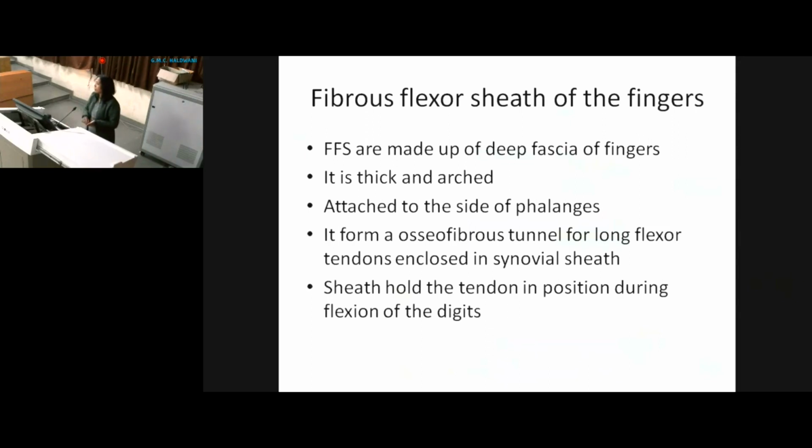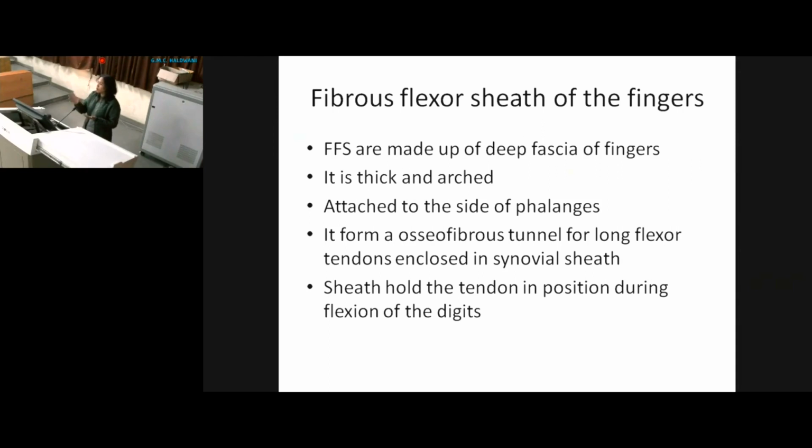Then the fibrous flexor sheath of the finger. It is again formed by the deep fascia, okay, thickened deep fascia, and it is thick and arched and forms the tunnel over the finger. It forms the osteofibrous tunnel through which pass the long flexors of the forearm, which are inserted into the fingers at the middle phalanx and the distal phalanx. These are the tendons of the flexor digitorum superficialis and the flexor digitorum profundus, okay.